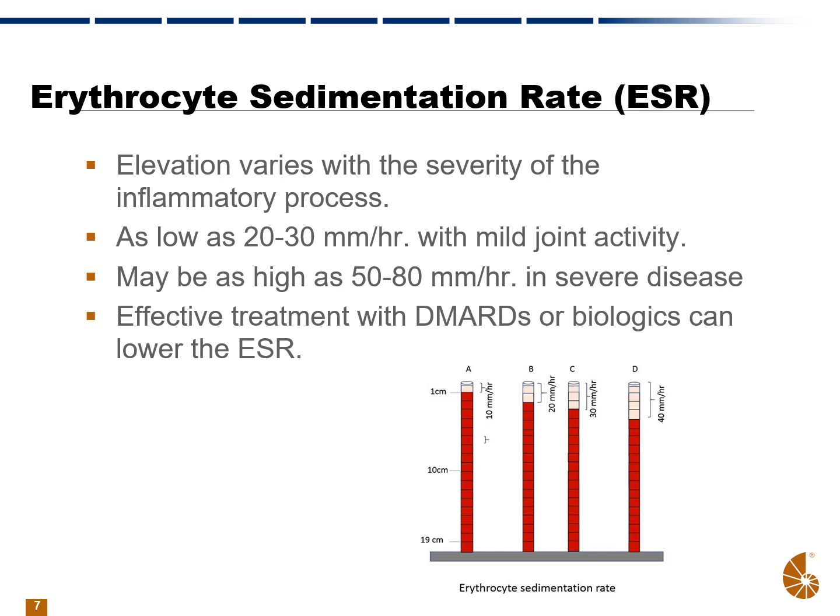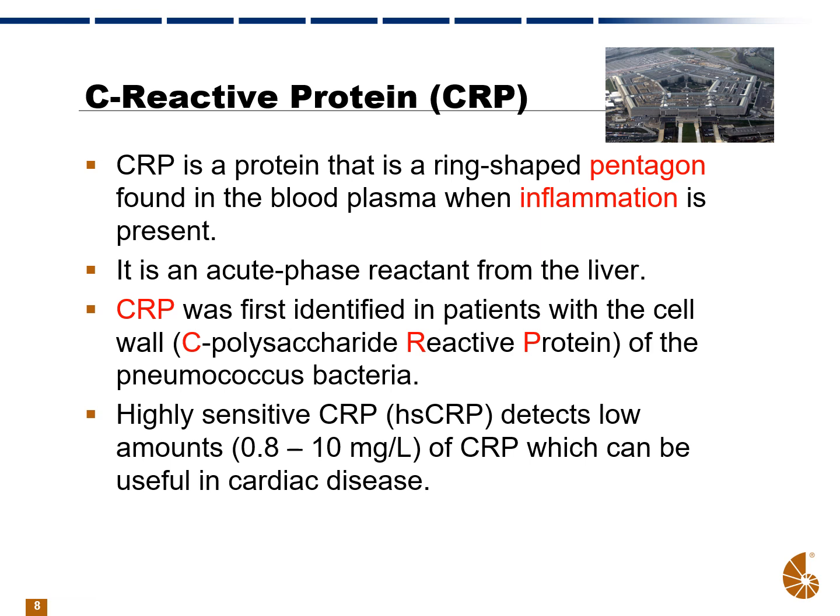So you can use it as a barometer of what the status of the disease is with treatment. C-reactive protein is a ring-shaped pentagon found in the blood plasma when inflammation is present. It's called an acute phase reactant because when inflammation is present, it's produced by the liver. It was first identified in the cell wall of the pneumococcus bacteria. That's why it's C polysaccharide reactive protein. That's where we get the CRP from. And we even use CRP in a highly sensitive fashion when we're looking at possible cardiac disease.